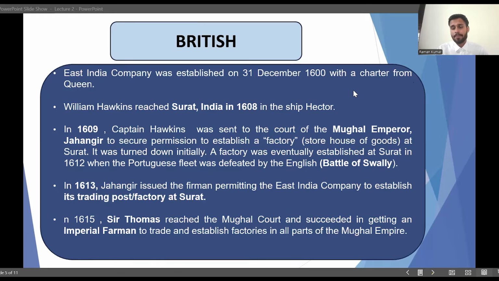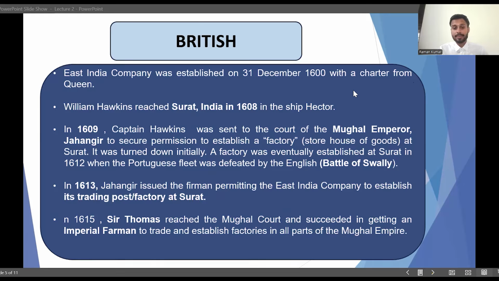This Battle of Swally was fought between the British and the Portuguese near Surat in 1612, and the British won this battle. Since the British won, they were able to persuade the emperor to permit them to establish a factory. So in 1613, Jahangir issued the Farman which permitted the East India Company to establish its trading post, a factory, at Surat. So the first British factory was established in Surat. Then things continued to progress, as we will see in these slides.